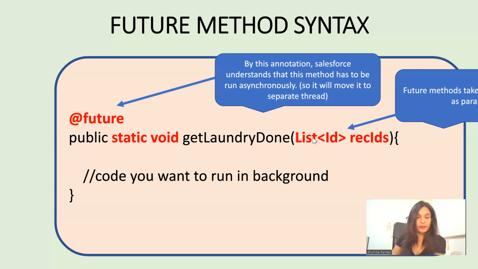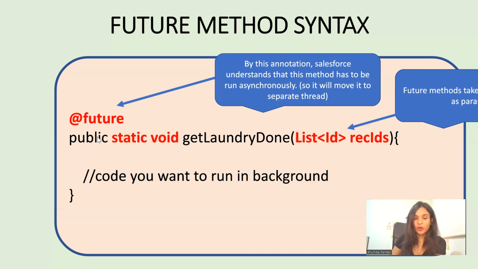So three steps for now. You have to annotate the future method with the @future annotation. Second, it has to be static void. The third one is that it has to always accept the parameters in primitive form. You cannot pass non-primitive parameters, okay?